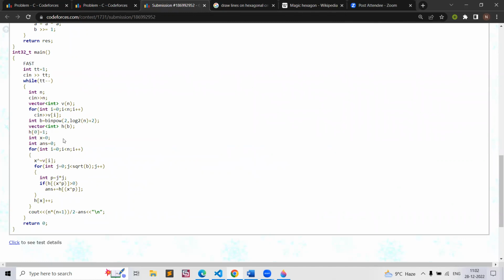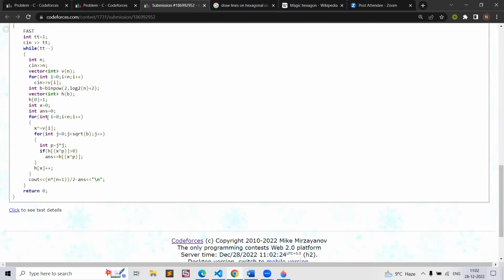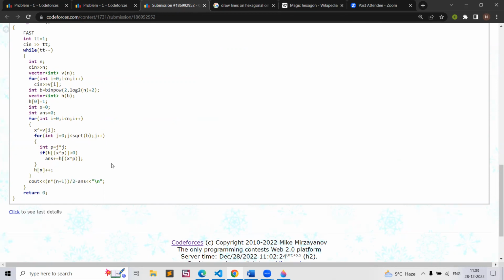This is the frequency array, and the x which I am using is the prefix XOR. This is how I am checking, for every perfect square, the frequency in the array and adding it to the answer. And here I am incrementing the frequency. So this is the final result, that will be n into n plus 1 by 2 minus answer.